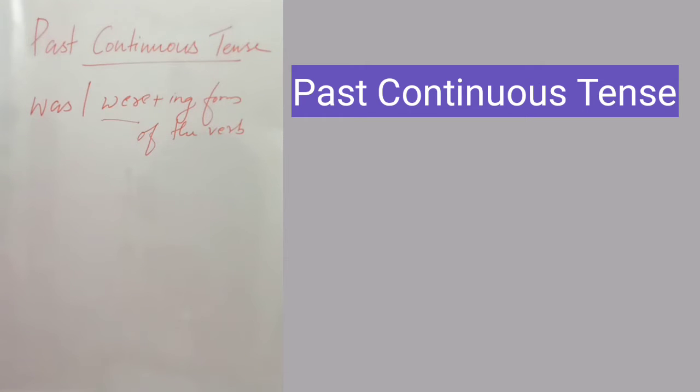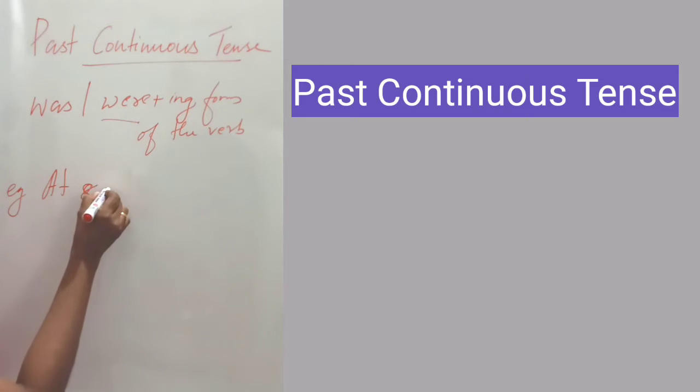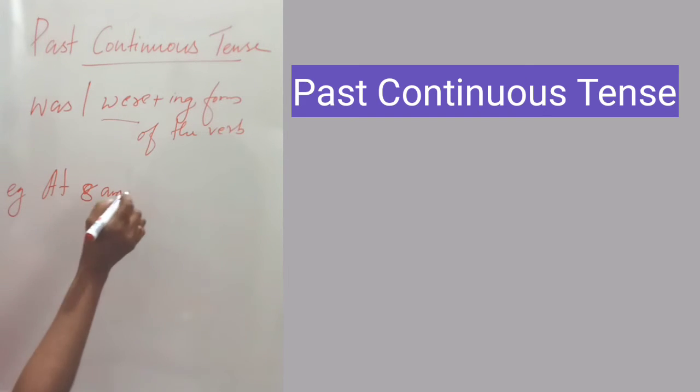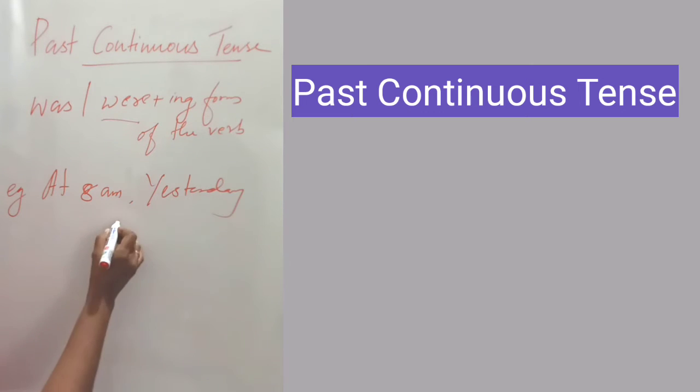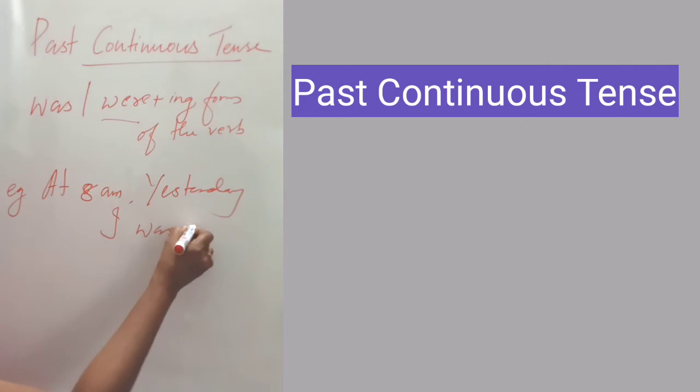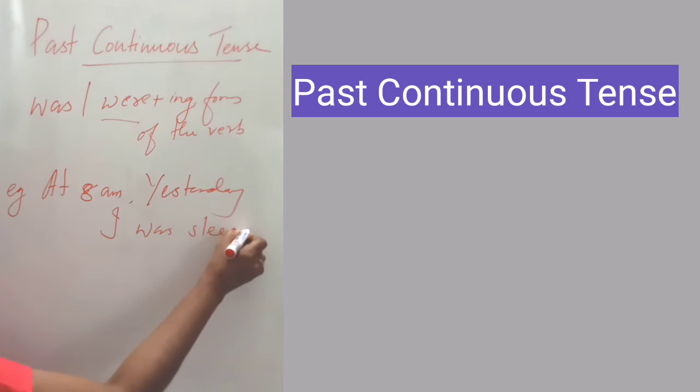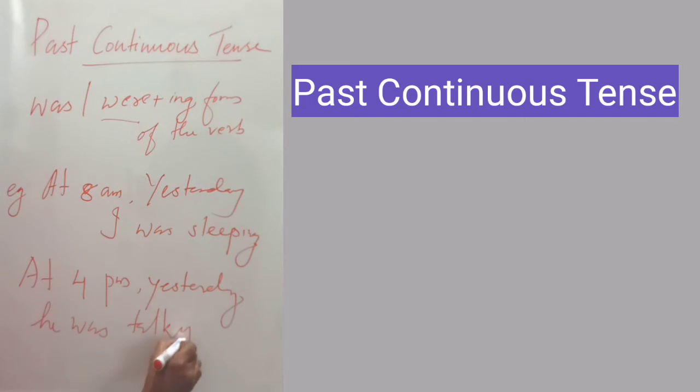Now we can check when to use past continuous tense. To denote an action that was in progress at a definite point of time in the past. For example, at 8 a.m. yesterday, I was sleeping. At 4 p.m. yesterday, he was talking on the telephone.